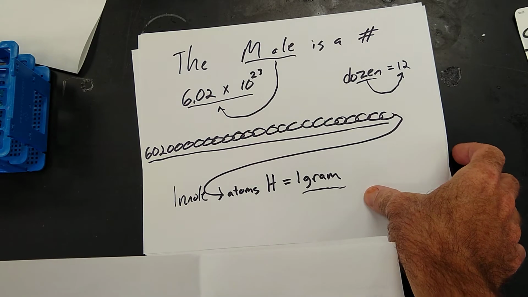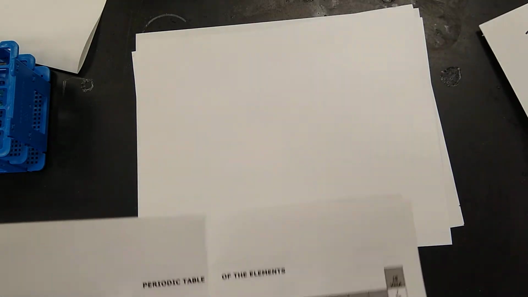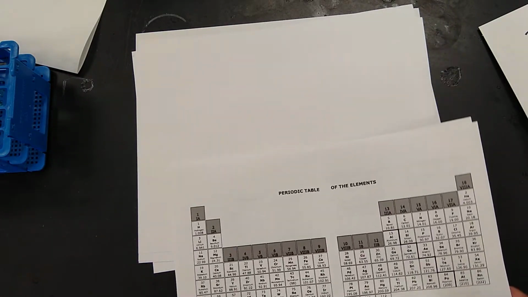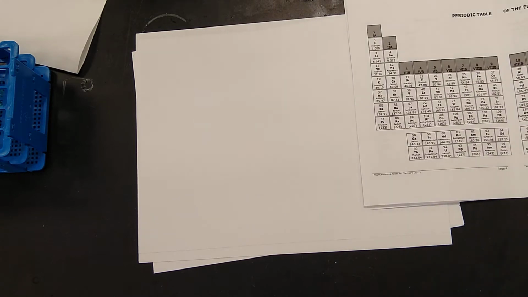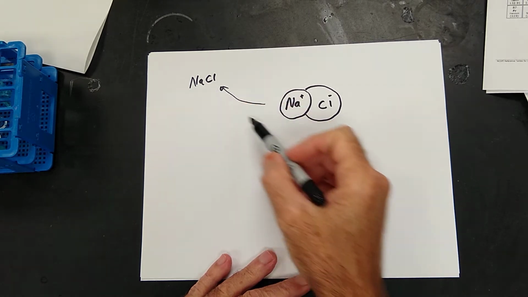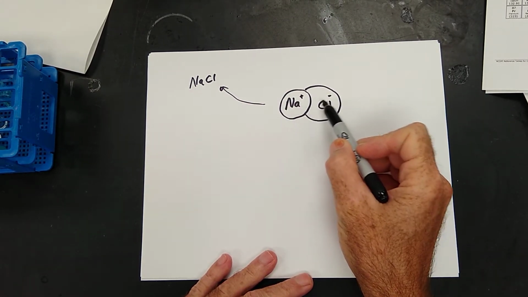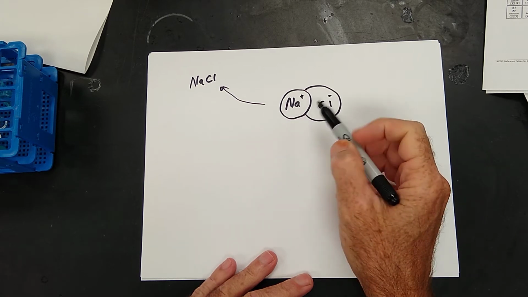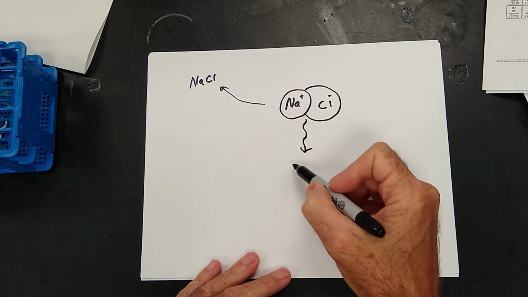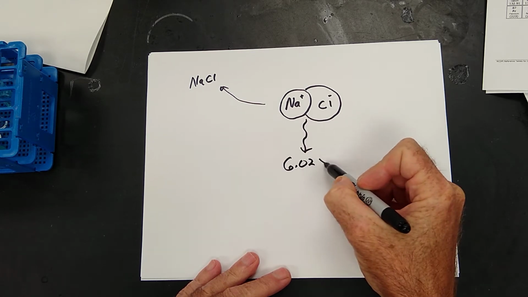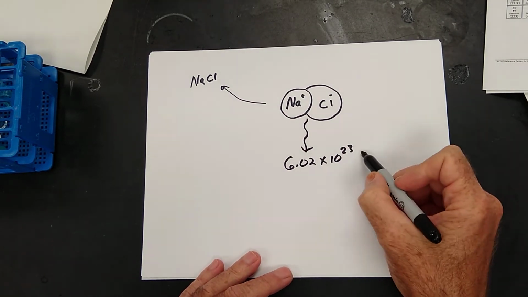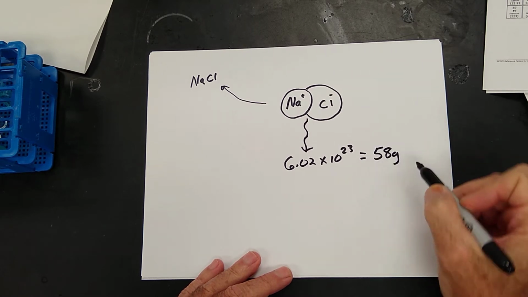Now, we can use this with the periodic table to find weights of all the compounds. What do I mean? Here's a picture of sodium chloride, okay? Sodium chloride is table salt. It's a sodium positive ion stuck to a chlorine negative ion. These two ions are stuck together. Now, if you had a whole bunch of these, if you had 6.02 times 10 to the 23rd of these compounds, they would weigh 58 grams.